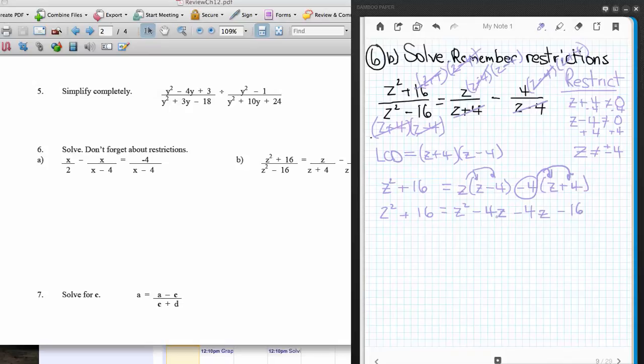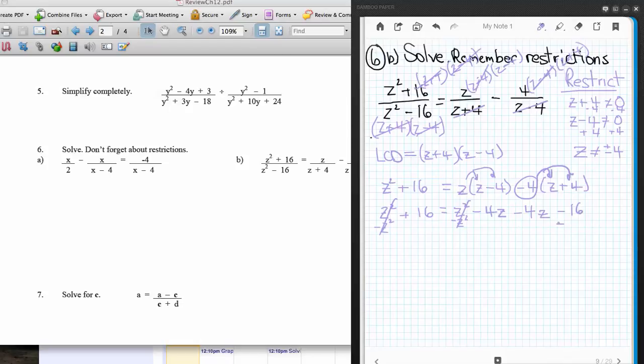So now I'm going to take a look and go, oh, you know what, I have a z squared on each side, so if I subtract this from both sides, the z squareds are really going to go away. So this is not actually a quadratic equation. Even though I see a z squared, the z squareds go away. So what this says to me is that this is actually a linear equation.